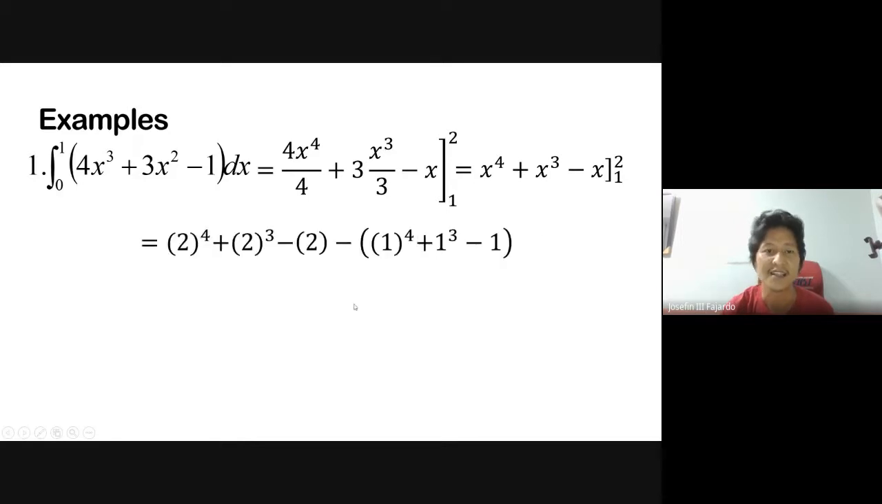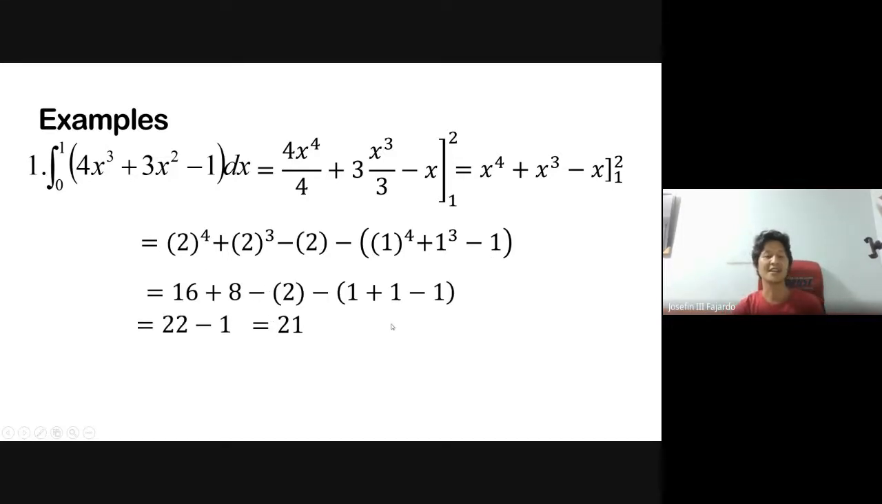And then, substituting the upper. So, f at 2, substitute lang natin yung 2 muna dito. So, that would be x to the 4, that would be 2 to the 4. Ito namang x cube magiging 2 cube, and then yung minus x magiging minus 2. And then minus, take note I placed a parenthesis here, guys. Take note because I have to subtract the whole thing when substituted at x equals 1. So pinalitan ko lang ulit yung x ng 1. So ito siya. And then simplifying this, the integral will turn out to be 21.